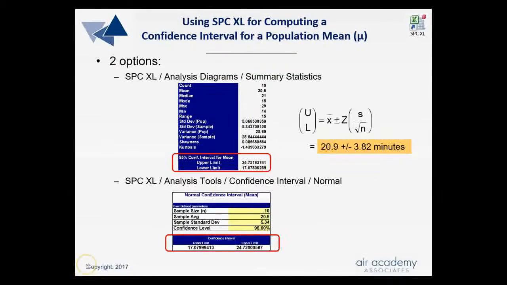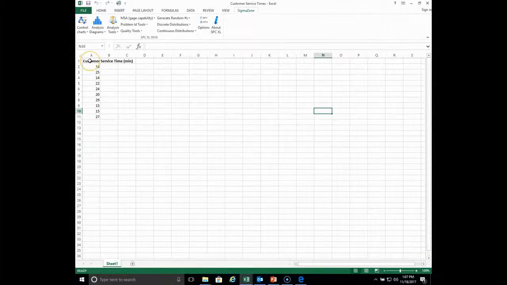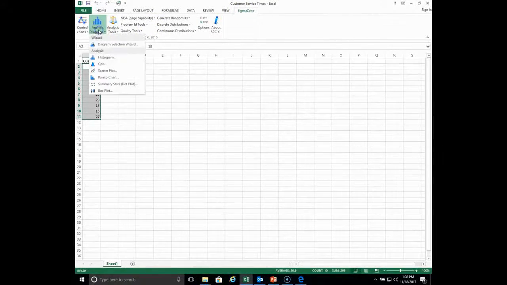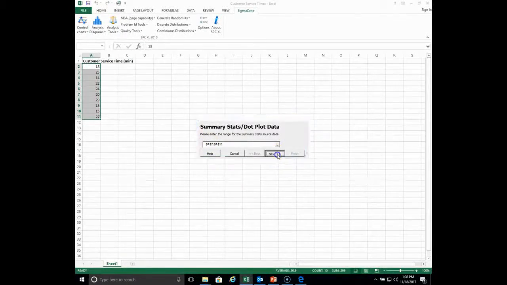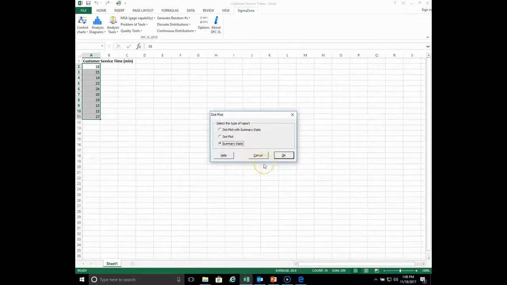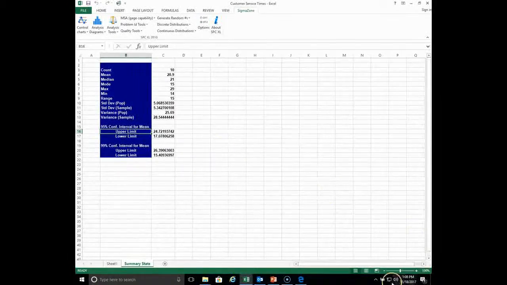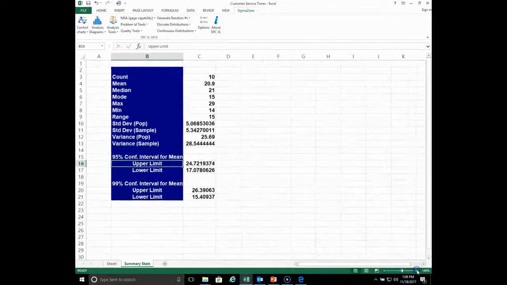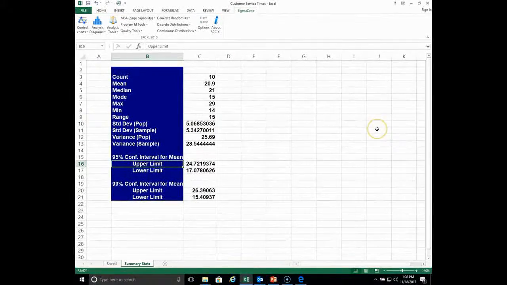So let's go to the software. In this spreadsheet, we have the customer service times that we had talked about before. The sample size is 10. The mean of that was 20.9, I believe. And the two different ways you can get the confidence interval is to go to Sigma Zone, come to the SPC Excel menu. The first one is go to Analysis Diagrams and click on Summary Stats. And we've already highlighted the data, so we click through that, and we just need the summary stats. We don't need the dot plot in order to get the confidence interval. So we just click on OK.